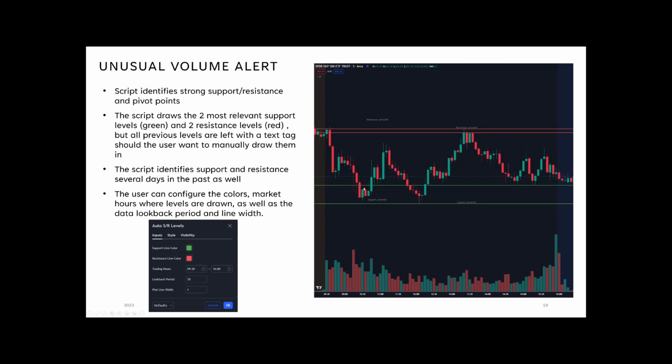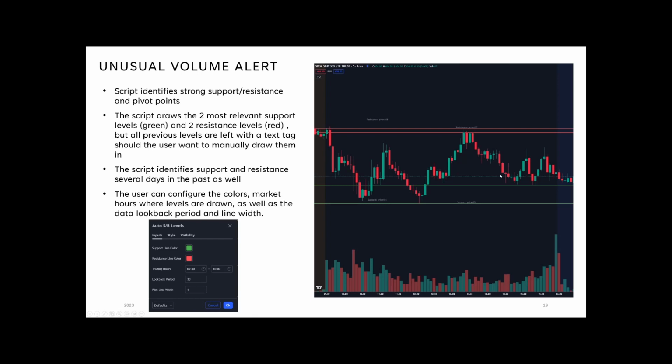We formed this support right here, and then we formed a support right here, and then you can see the same with the resistance up here. That resistance was tested later in the day, failed to break out, and then made a push back to the downside where it found support right on the same support that was generated automatically here, and then we had a bounce, and then you can see it held that support multiple times later.